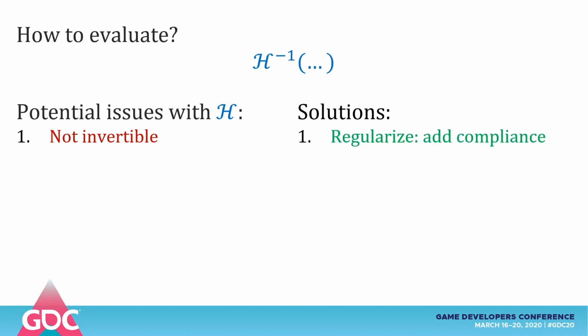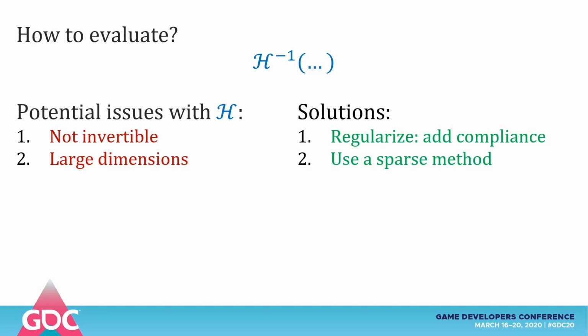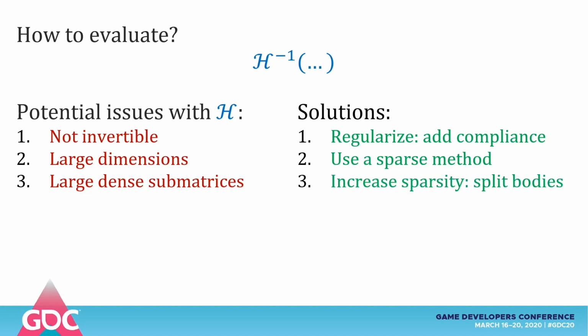This is solved by using regularization, which adds compliance to the mechanical constraints and makes the system invertible. It may have large dimensions. We deal with this by using sparse methods. Still, it may have large dense sub-matrices, where sparse methods won't help us. We can increase sparsity by splitting bodies.